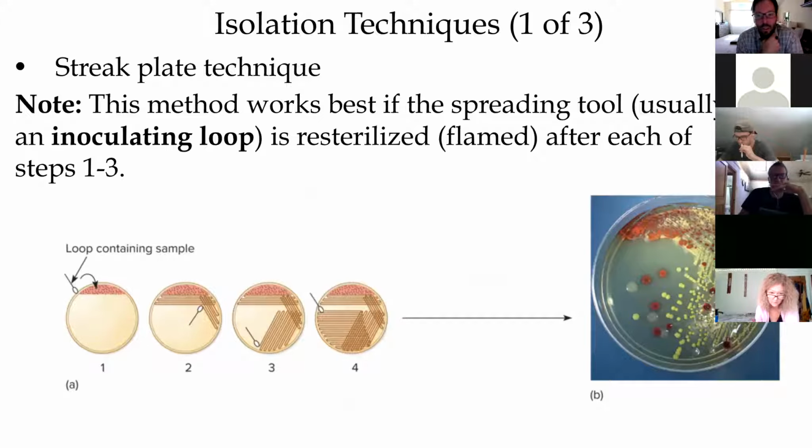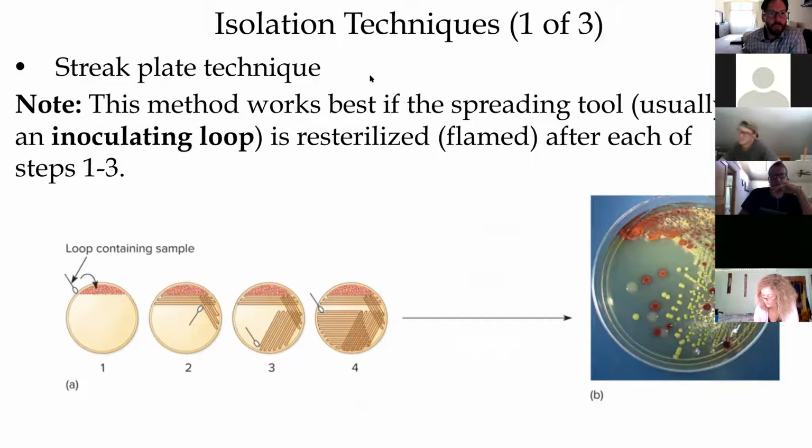Another way to get those colonies to separate out is to streak the plate. And unfortunately, we won't be streaking any plates. I guess you'll be inoculating a plate for one more of the take-home labs, but you won't be isolating anything, unfortunately. But there's a method to it.